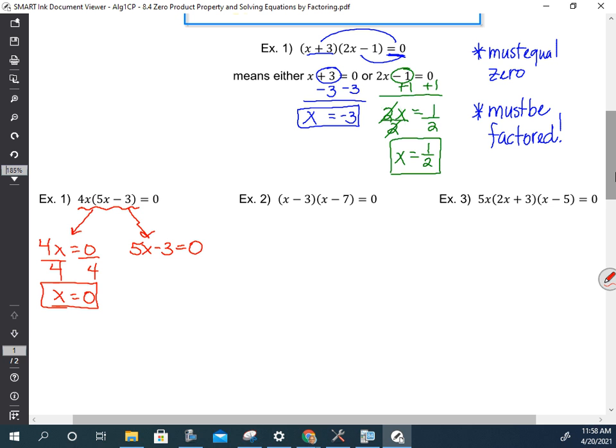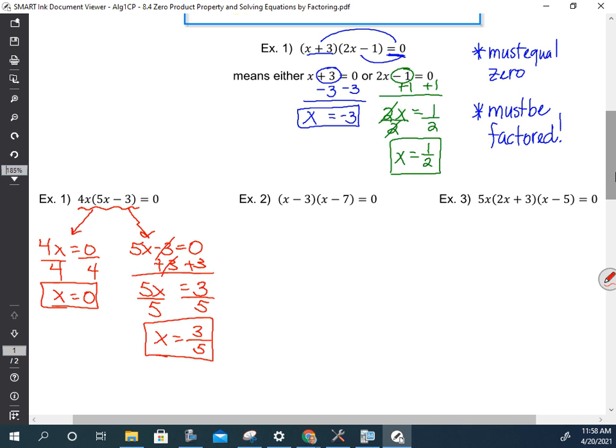5x - 3 = 0. What happens to the 3? Add it. 5x = 3. You divide it. So x = 3/5. My answer was a fraction.